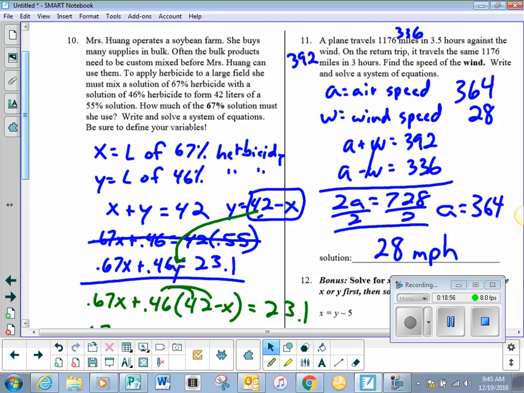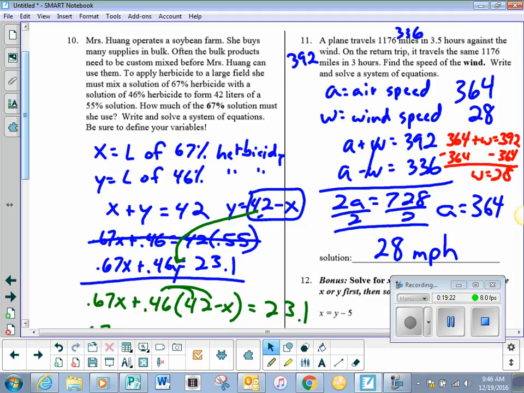Why is it 28? Because when I plug back into this side, I have 364 plus W equals 392. So I subtract 364 and get 28.